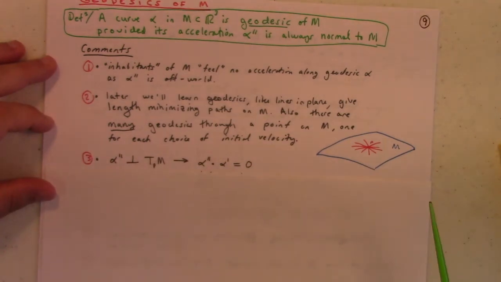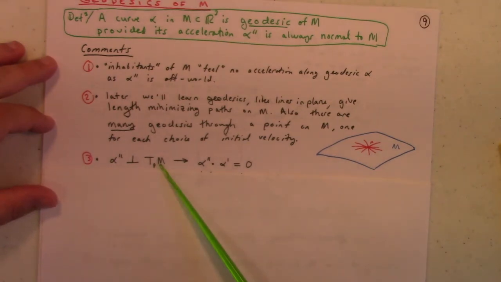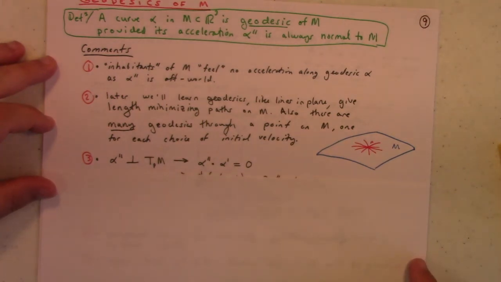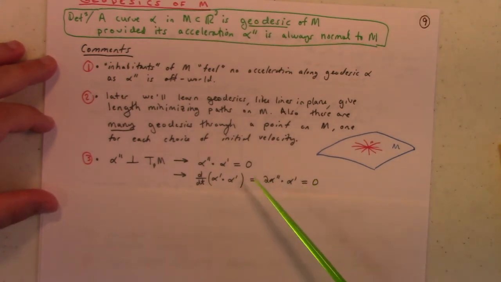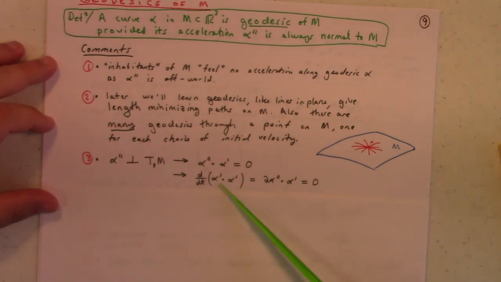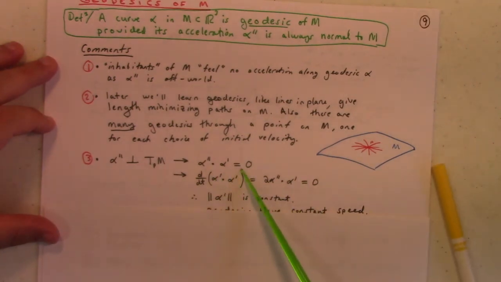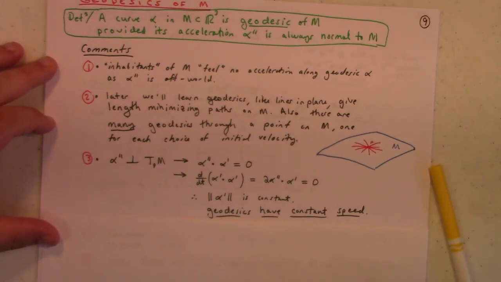All right. Three, if the acceleration is perpendicular to the tangent space to P at M, that means that alpha prime prime dot alpha prime is equal to 0. If you remember the derivation of the conservation of energy in mechanics, this should be familiar to you. This basically is acceleration dot velocity, which is the derivative of velocity squared. This is essentially kinetic energy. But anyway, the point is, if you have this condition, that means that the speed is constant. And so geodesics have constant speed.